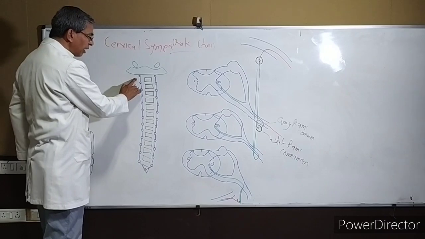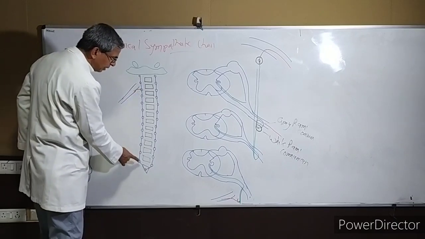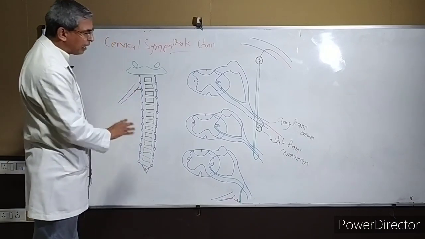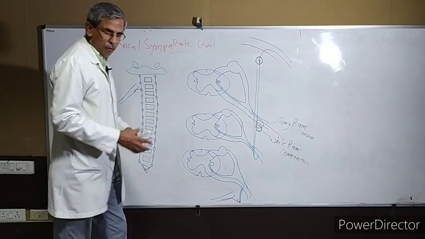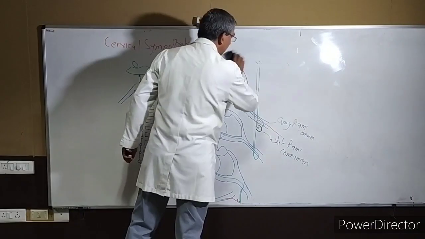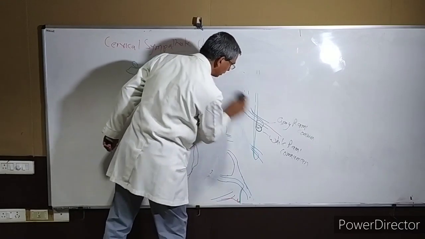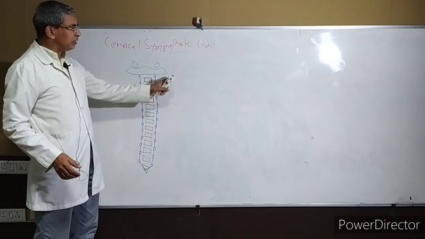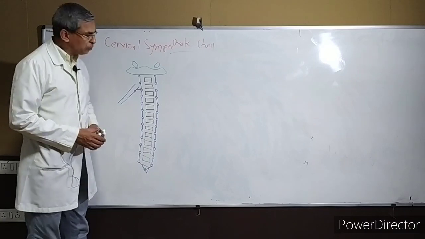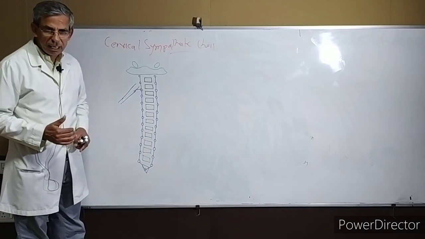While in the cervical region, the sacral region and the coccygeal region, there are only the gray rami communicants. Clear? Now, after this, let's come to the cervical sympathetic chain. The cervical sympathetic chain is made up of three ganglia: the superior, middle and inferior.